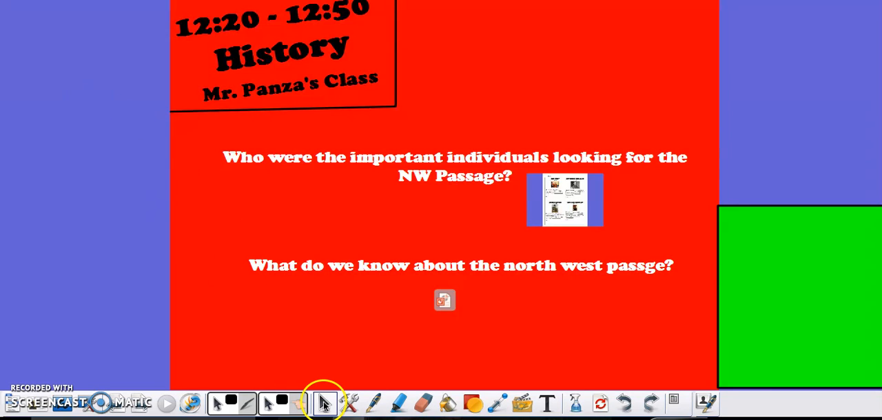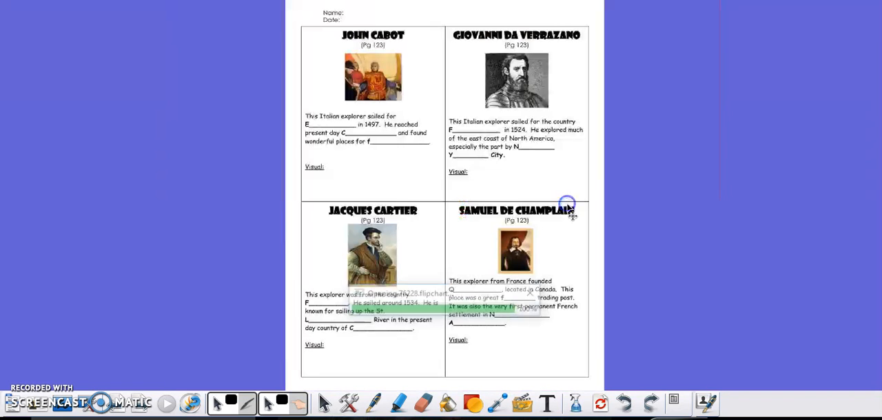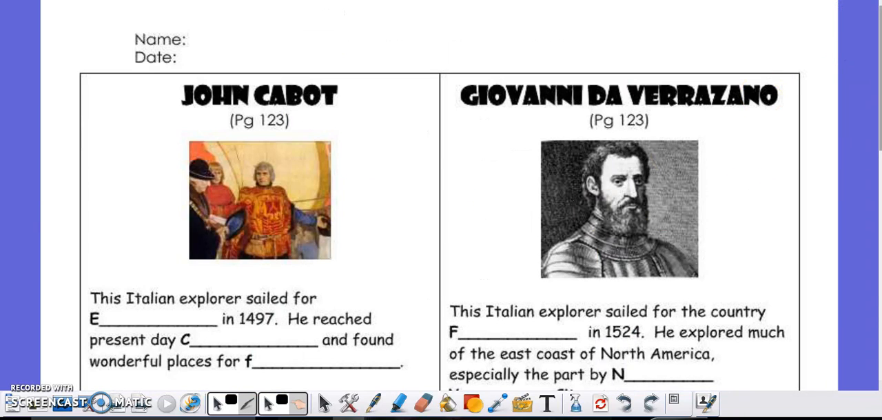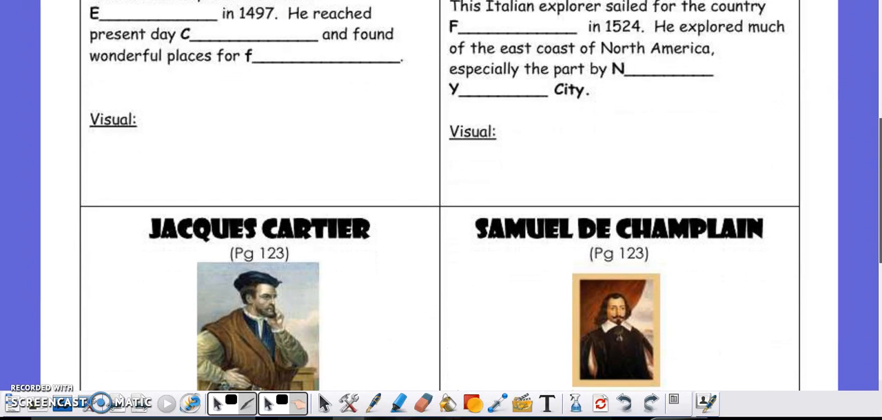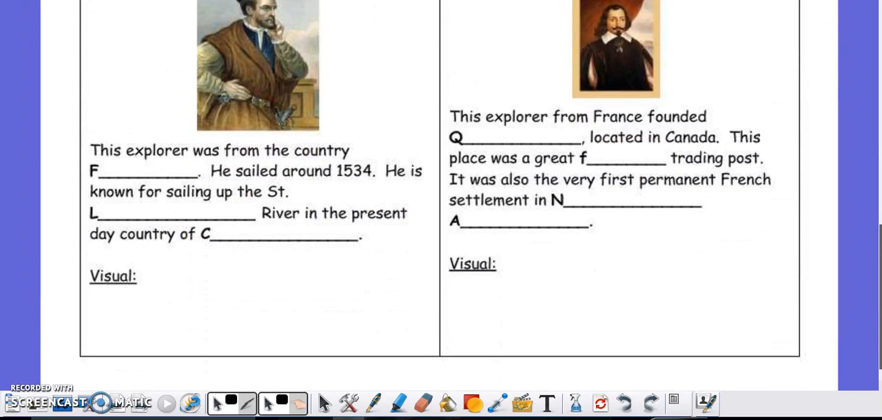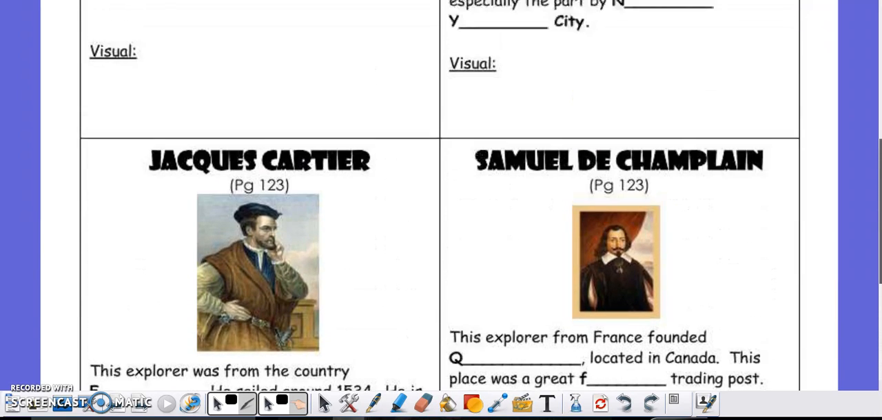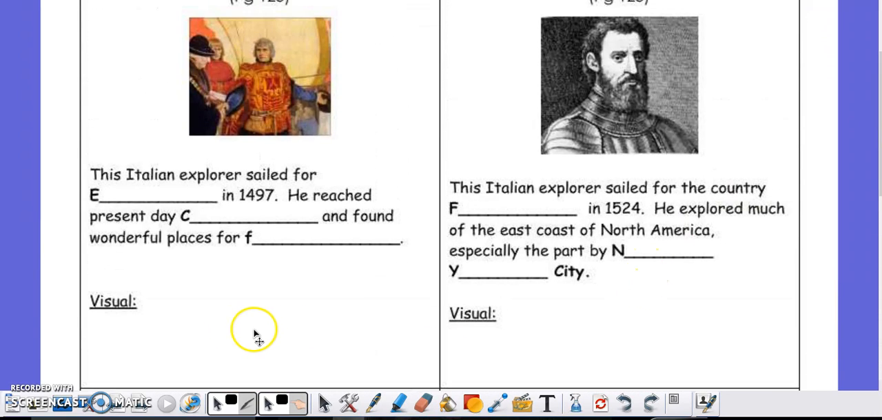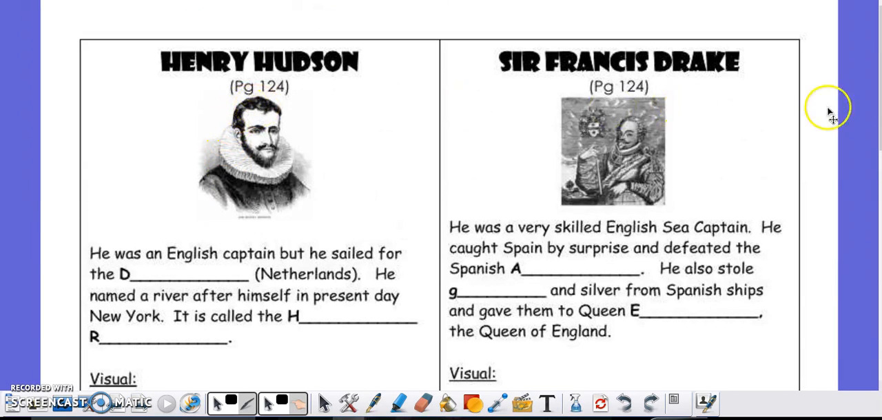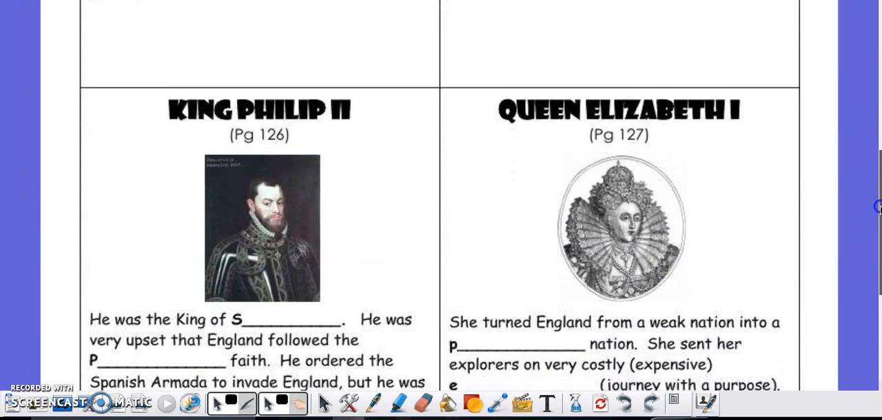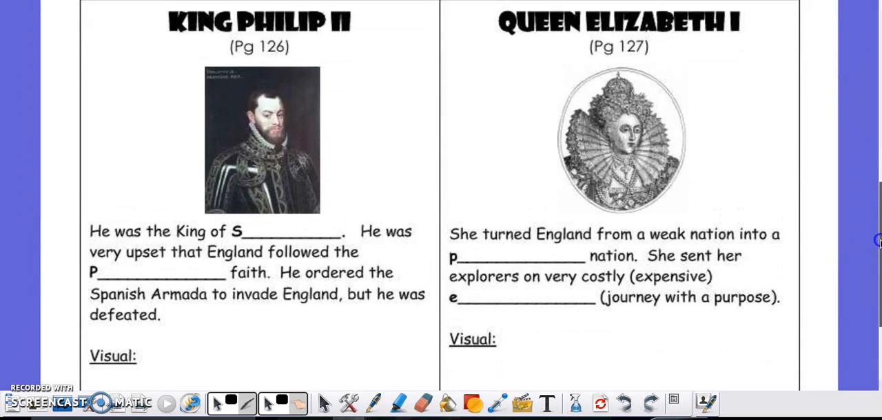There were many different explorers that tried to find shortcuts, and in your most recent project, you need to research them. At school, we've had work time, and we've had an opportunity to research these individual explorers and fill in the blanks. John Cabot, Giovanni da Verrazzano, Jacques Cartier, Samuel de Champlain, all of them need to have the blanks filled in and a small visual, a picture, something of either them or that represents them and what they accomplished. Those are the front four. The back four are Henry Hudson, Sir Francis Drake, King Philip II, and Queen Elizabeth the First.